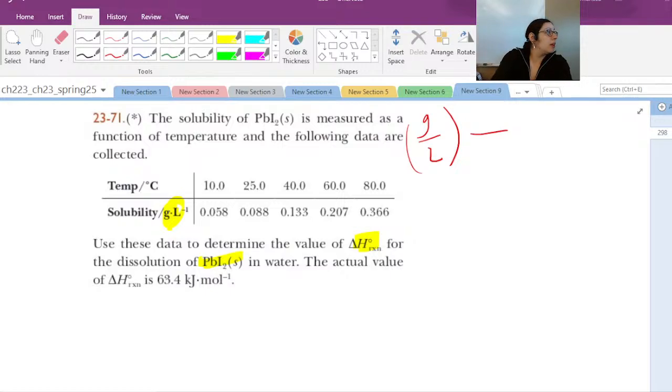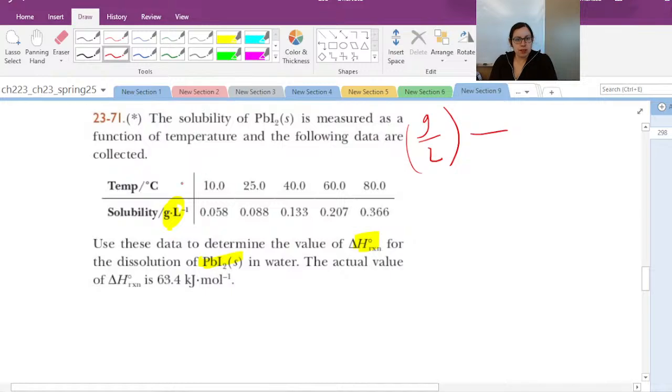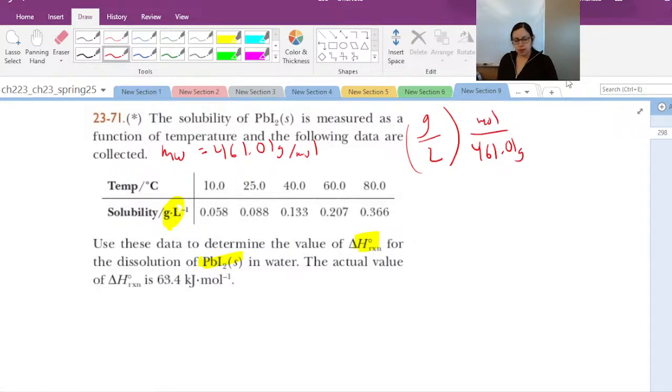Yep. I'm going to look it up because I don't feel like adding today. I have a molecular weight of lead iodide as 461.01 grams per mole. So we can divide by 461 grams per mole, and we get back to our molar solubility. Watch that on the quiz. It may ask for gram solubility, it may ask for molar. You might have to convert back and forth.